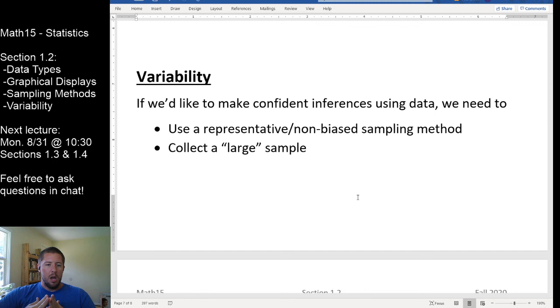We're going to spend kind of a lot of time this semester talking about what large means, and it's different in every context, which is a little bit annoying. And the answer is it's going to change all the time, right? So if we want to make good inferences, then we want to make sure that the data that we collected is truly representative of the population. That'll happen if we use a good non-biased sampling method, and it'll happen if we collect a lot of data.